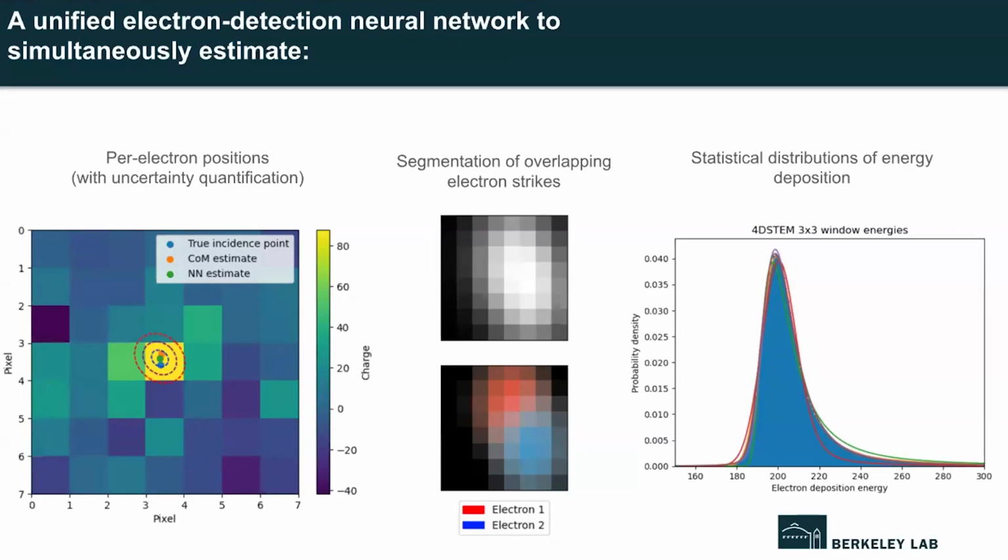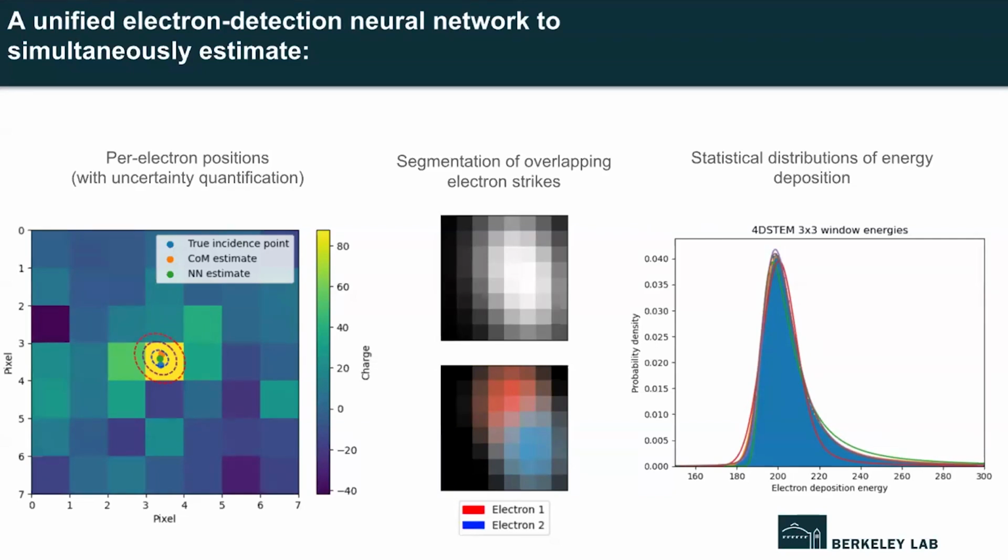The other derivative of this neural network is segmentation. So if we have overlapping strikes in the middle image, we want to be able to do an instance segmentation using computer vision instance segmentation methods to be able to tell whether this was one big electron or two small electrons, as well as assigning the charge deposition to each electron.